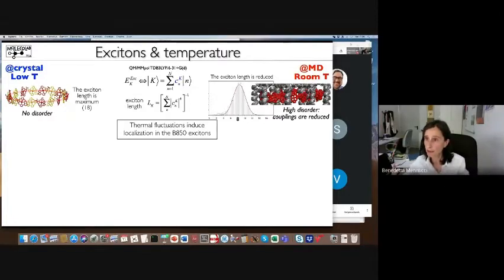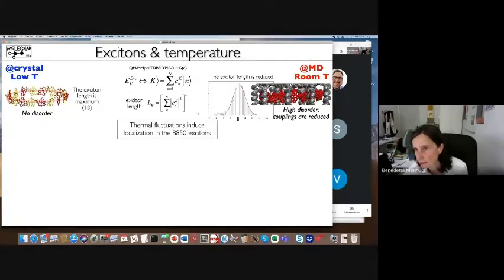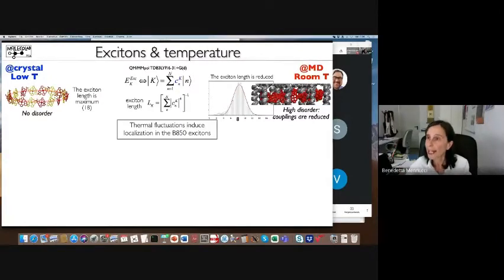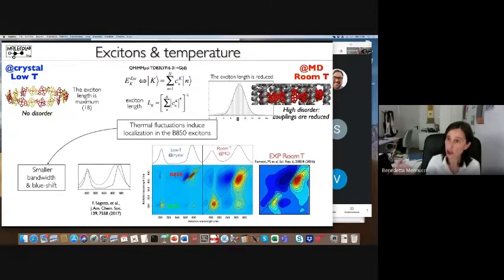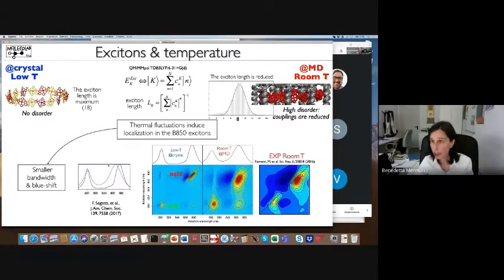When you do molecular dynamics, you take into account fluctuation and disorder, and you get a distribution of the exciton length, a distribution that has a maximum around 8. So it means that on average, the exciton involves 8 bacteriochlorophylls, not 18. So this means that thermal fluctuations induce localization in the ring. And this localization is the reason why we see this shift in the spectra. Because if you localize, you get a smaller bandwidth of the set of excitons, and you have a blue shift in the peak of the signal. So we can explain the spectroscopy.